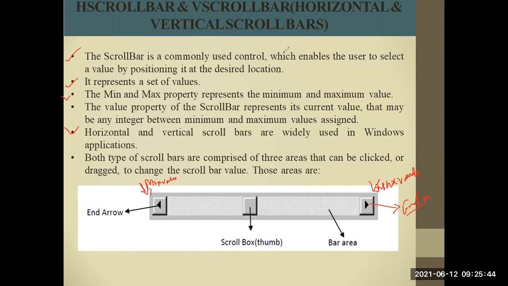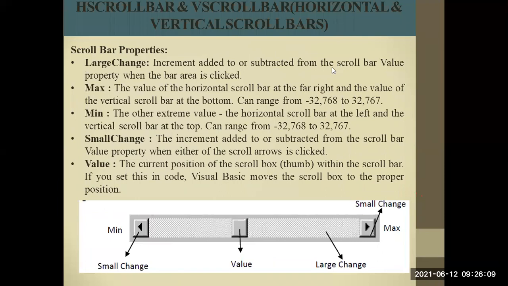And the third one is the bar area. The bar area specifies the range of the value that can be achieved between your minimum and maximum. So these are some things about what the scorecard is, why we need a scorecard, what values are associated with the scorecard, and what the different types are.